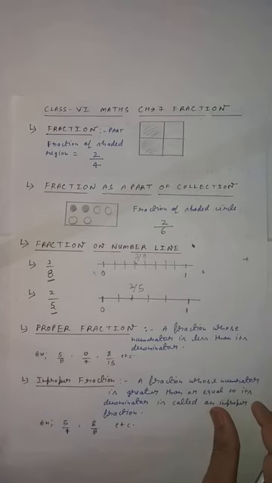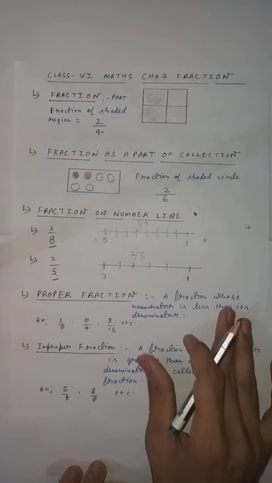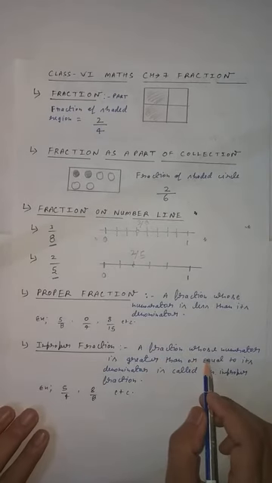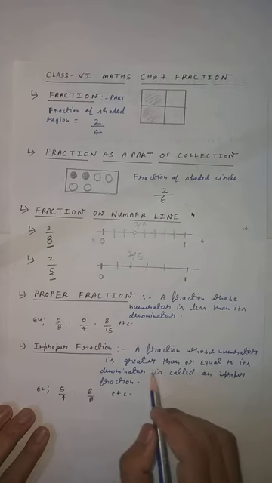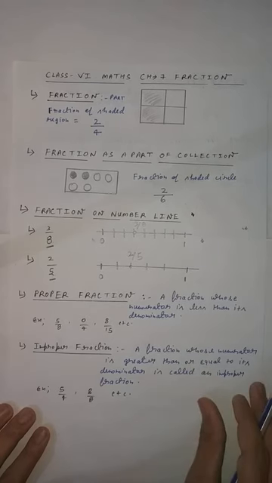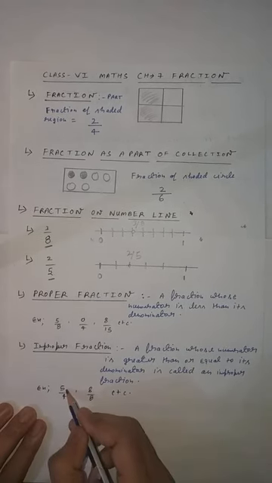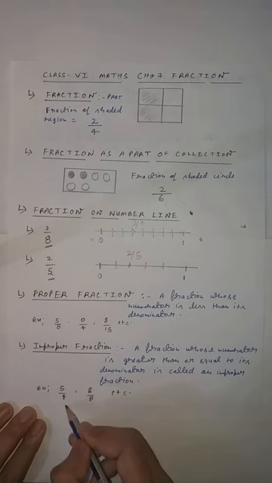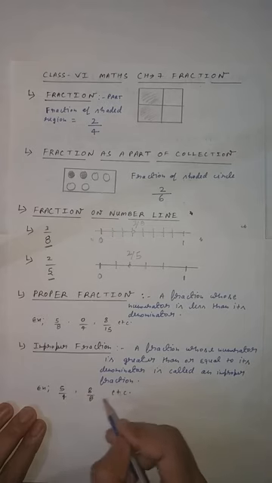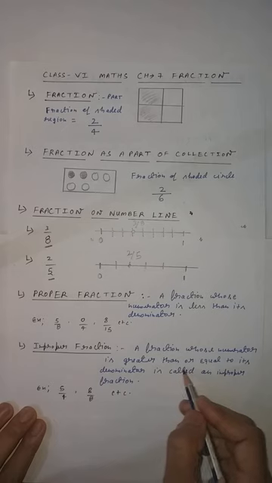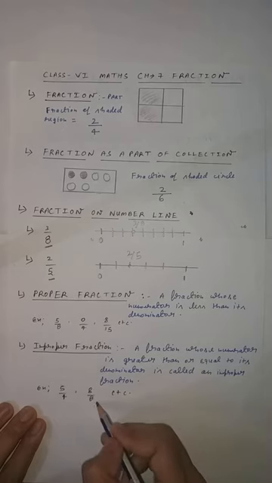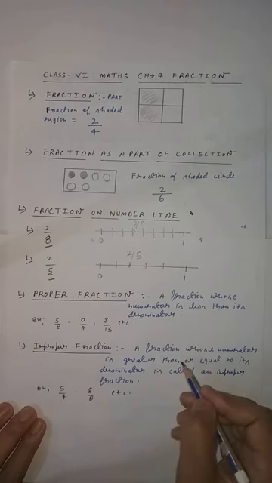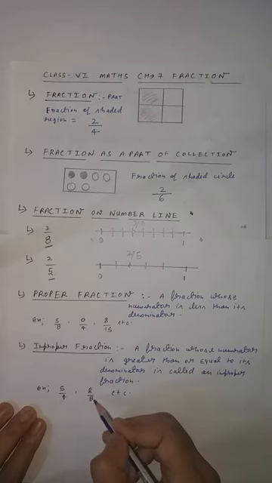Now next is improper fraction, means opposite of this. In this, a fraction whose numerator is greater than or equal to its denominator. Here you can see numerator is 5, denominator is 4. 5 is greater than 4. Here 8 upon 8, a fraction whose numerator is greater than or equal to its denominator. Here numerator and denominator both are equal, so according to the definition, this is also correct. Clear, students?